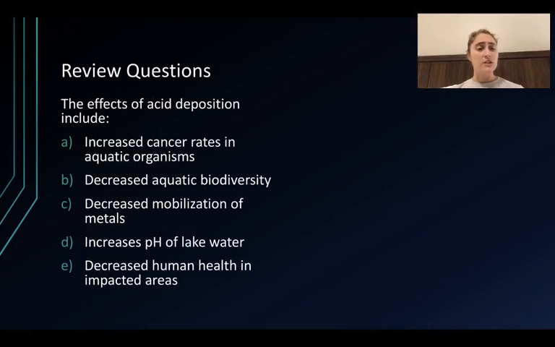And our last question here, the effects of acid deposition include increased cancer rates in aquatic organisms, decreased aquatic biodiversity, decreased mobilization of metals, increased pH of lake water, and decreased human health in impacted areas. And B should be your answer there, because coral reefs suffer, and coral reefs house most biodiversity. They're the most biodiverse ecosystems on our planet, so if those start to fail, it will decrease our aquatic biodiversity.